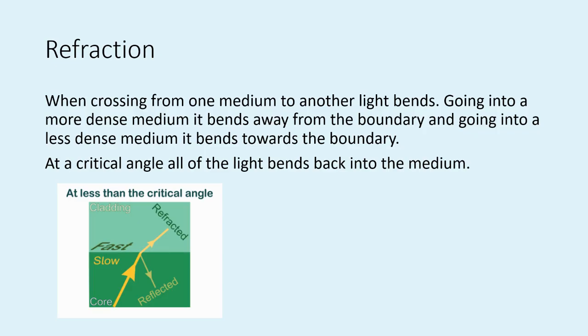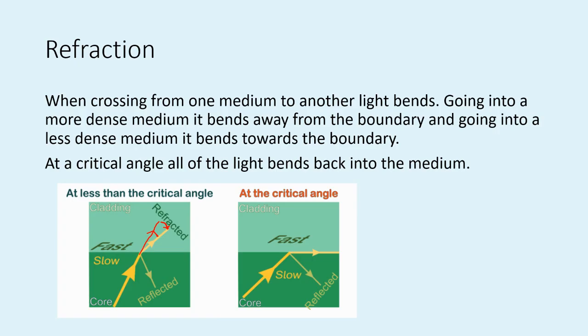So let's have a look at this. On this first diagram, there is a little bit of light being reflected at the boundary, but most of it's going through, it's being refracted through, and if I just continue that line, it would be going up here, but it's bending back towards the boundary. And this is fast, or in other words, this is less dense. And this is more dense. That's why it's going slower. And the critical angle, so called because it's the very first point when none of the light escapes the material.